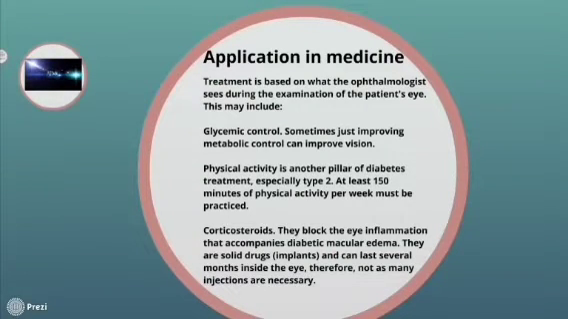Application in medicine. Treatment is based on what the ophthalmologist sees during the examination of the patient's eye. This may include glycemic control. Sometimes improving metabolic control can improve vision. Physical activity is another pillar of diabetes treatment. Especially in type 2, at least 100 minutes of physical activity per week must be practiced.